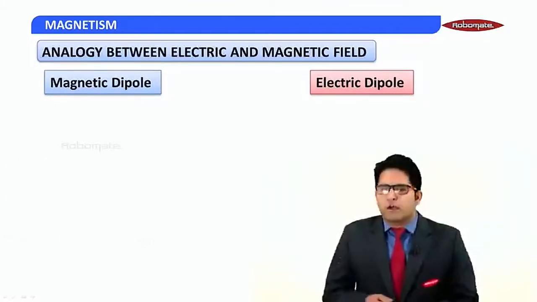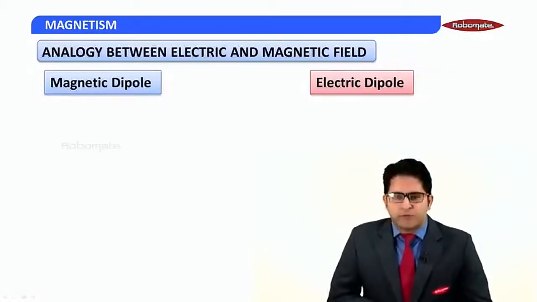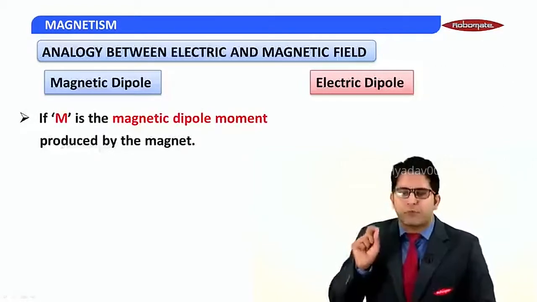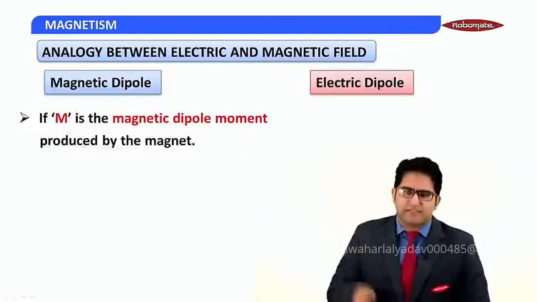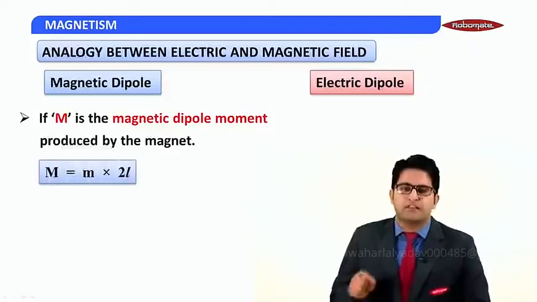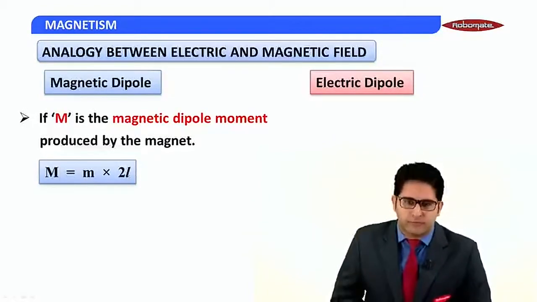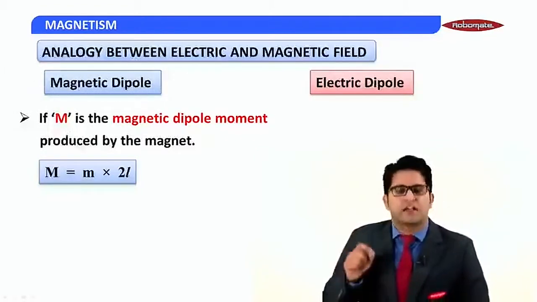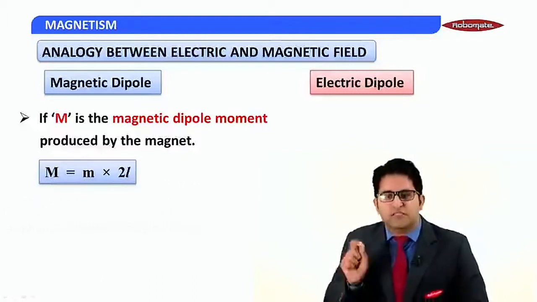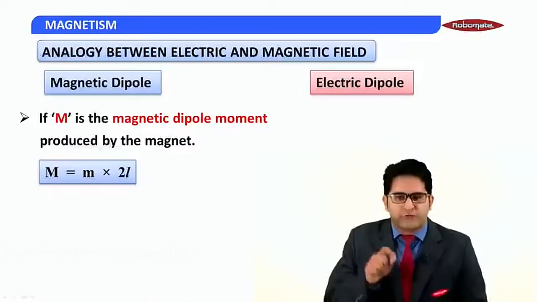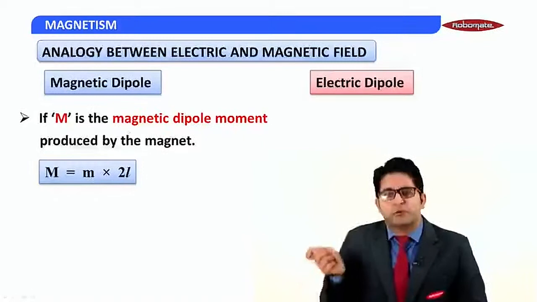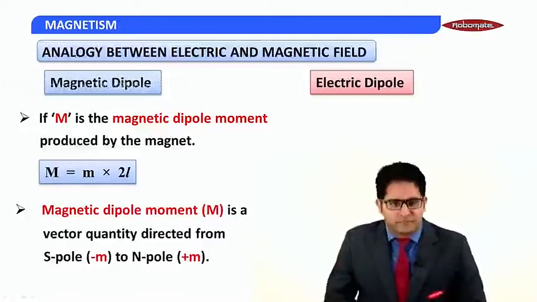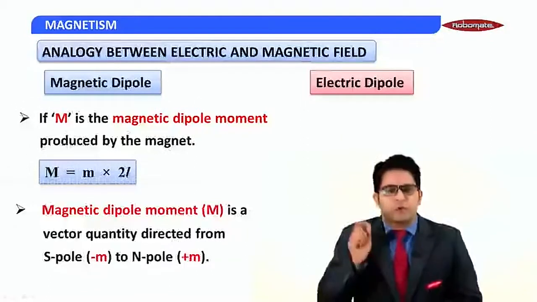Now we have learned a quantity called magnetic dipole moment. If capital M represents the magnetic dipole moment of the magnet, then it is given by capital M equal to small m into 2L. This quantity is a vector quantity, and it is always directed from the south pole to the north pole, that is, from the pole having pole strength minus m to the pole having pole strength plus m. Now let us move further to the electric dipole.